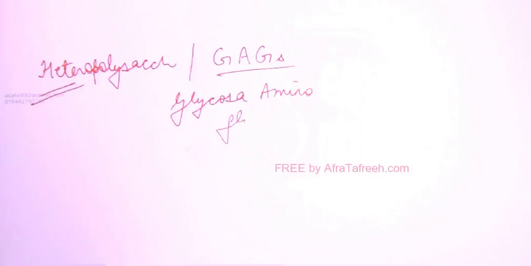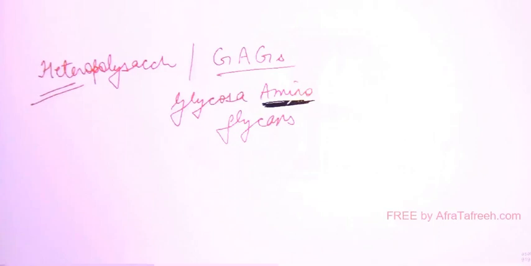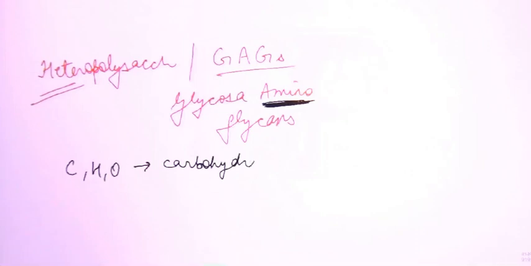And also, they are called GAGs. GAGs is glycosaminoglycans. Glycosa means carbohydrate, but amino. See here, the word amino is written here. That is a very special point. We have carbon, hydrogen, oxygen. These 3 atoms are present in carbohydrates. And we also have carbon, hydrogen, oxygen in fats or lipids also.